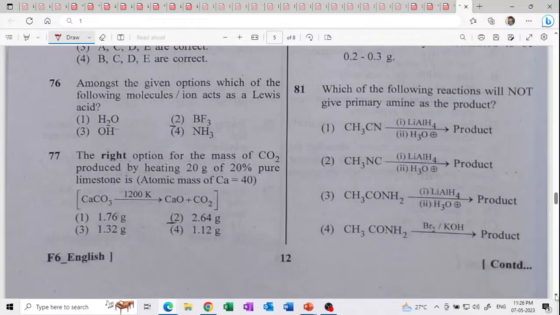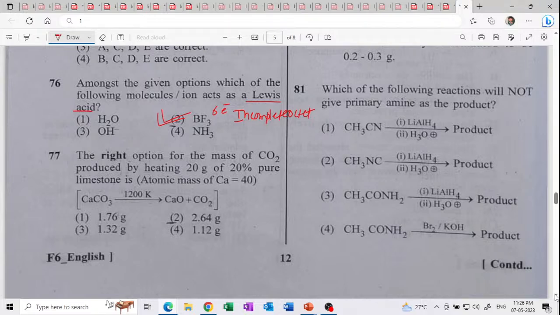Among the given options, which of the following molecules acts as a Lewis acid? So simple question. Lewis acid. So BF3 is the correct answer. BF3 has an incomplete octet, 6 electrons in valence shell. Incomplete octet molecule. So this is BF3. And the remaining are Lewis bases.